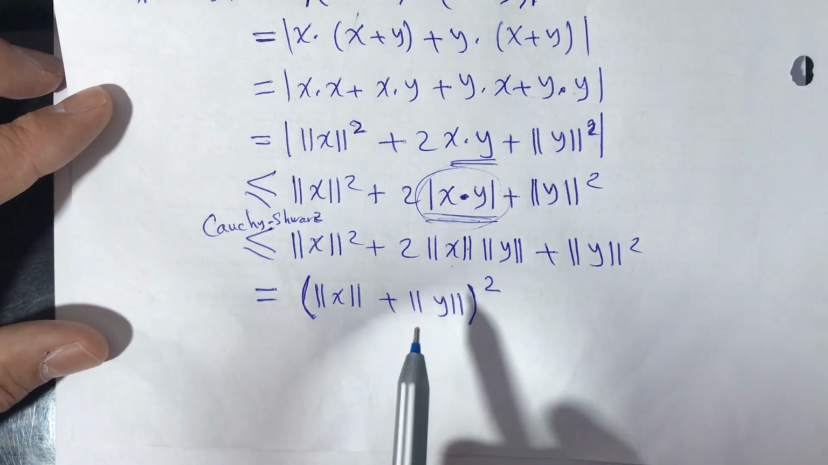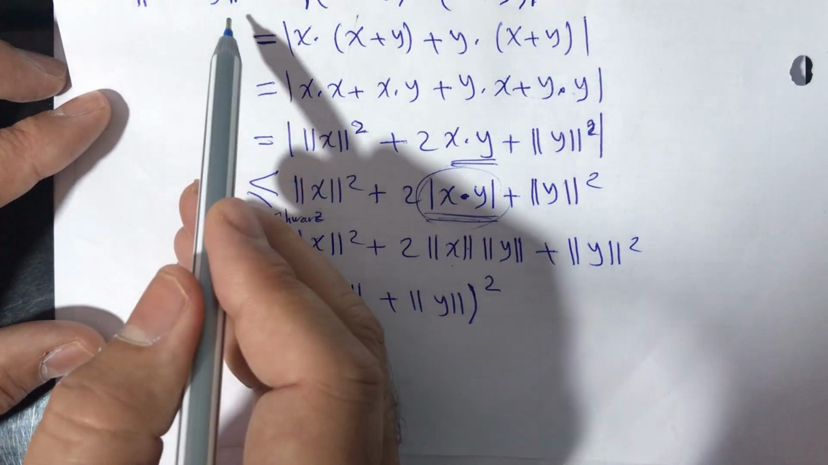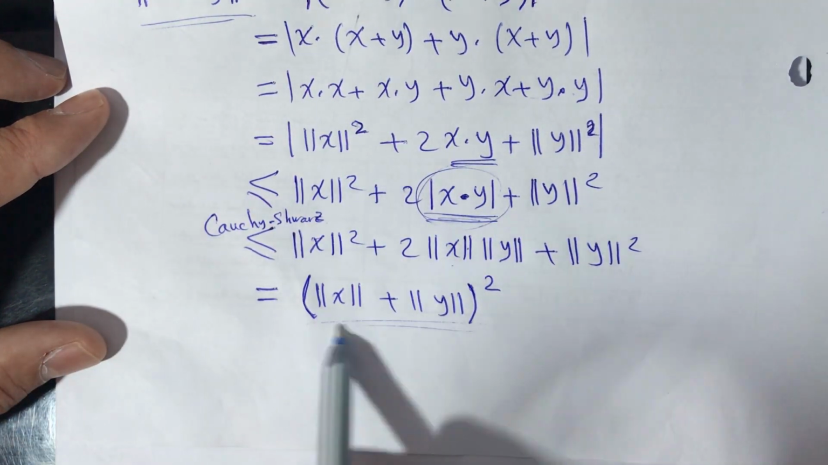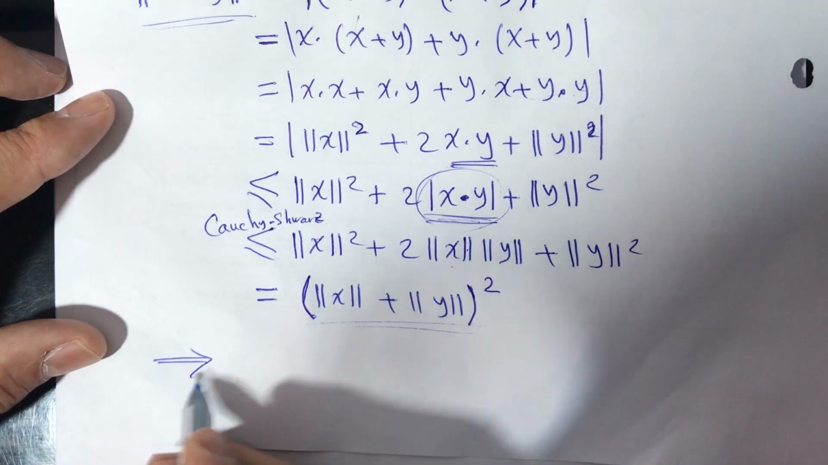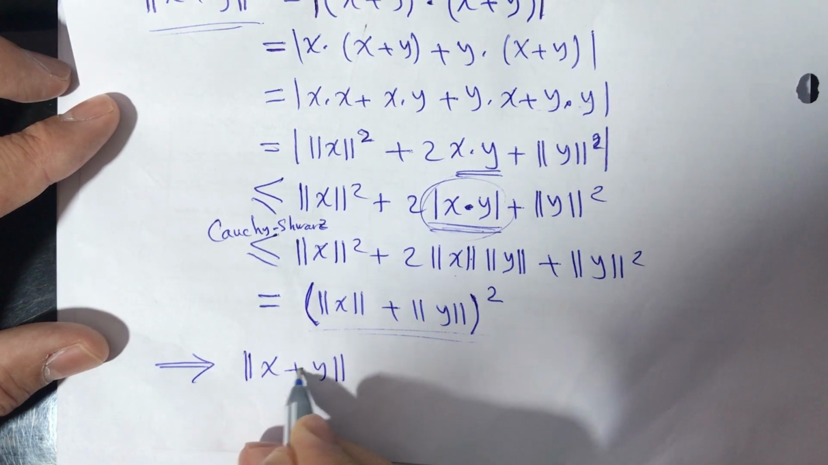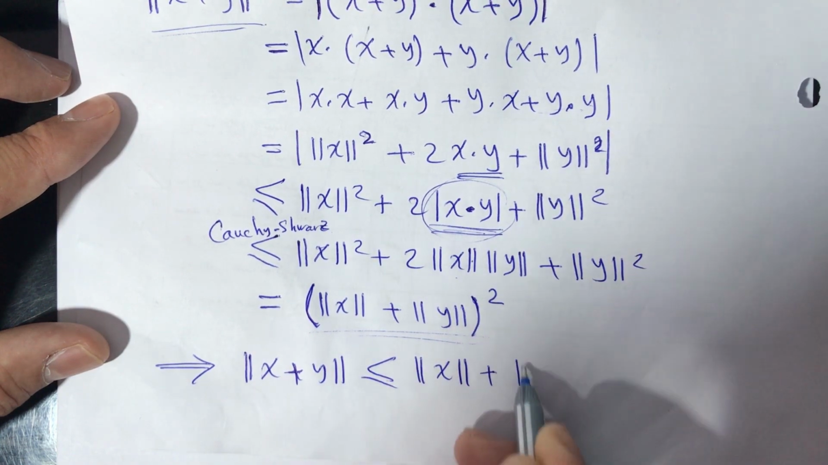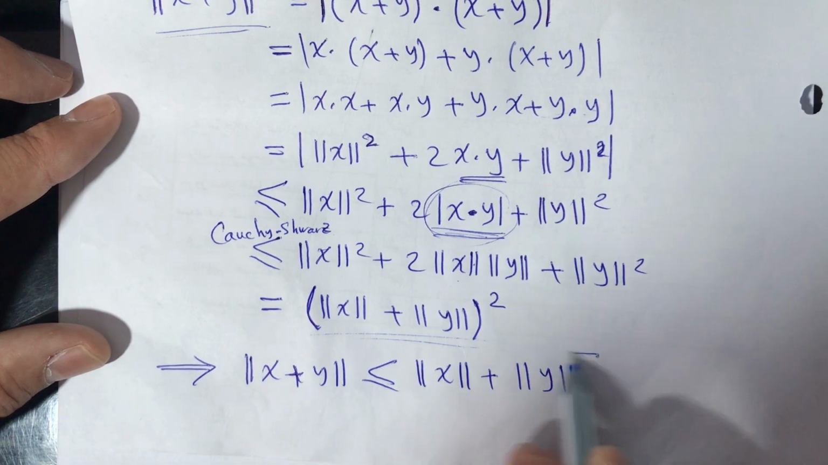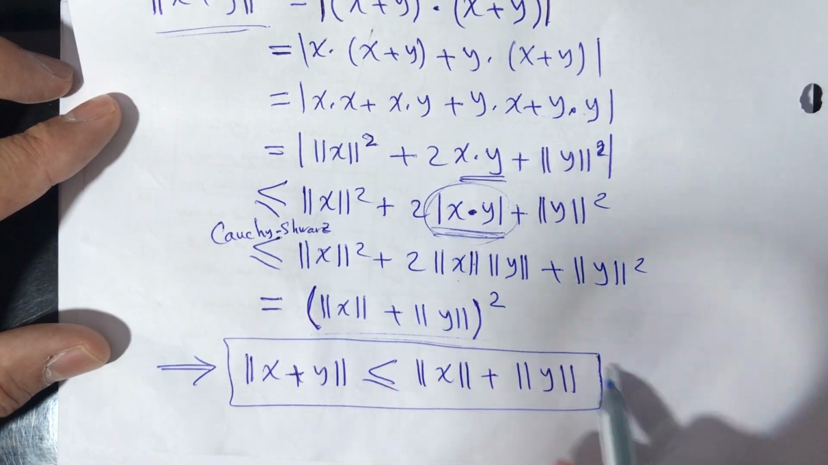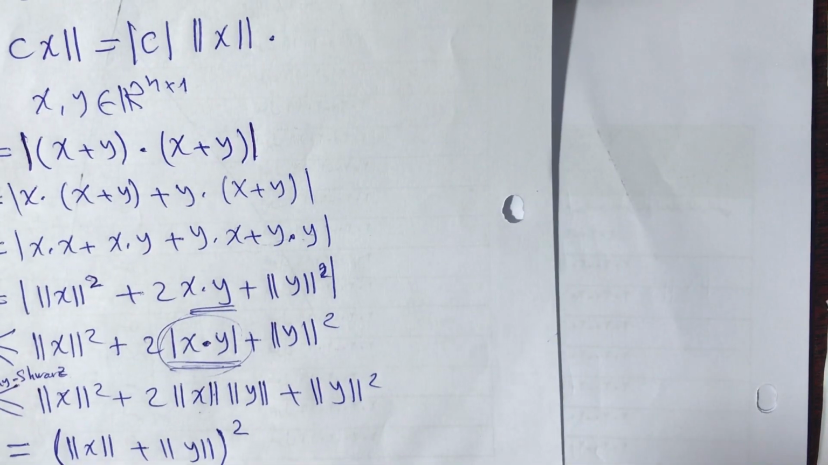And of course if we take the root of this, we get the norm of x plus y is less than or equal to the norm of x plus the norm of y. So we get the triangle inequality for the norm. This finishes the proof of this proposition.